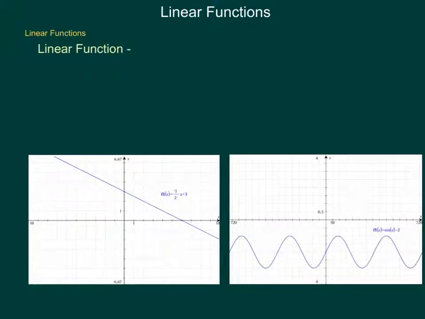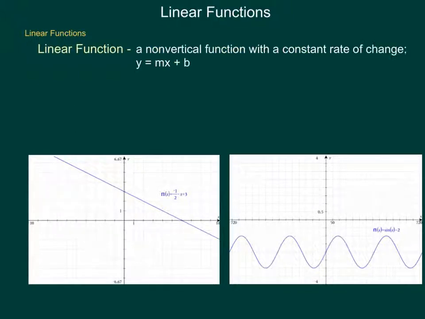In this lesson, we're going to be taking a look at linear functions. So we'll start out with a definition and tell exactly what they are. A linear function, quite simply, is a non-vertical function with a constant rate of change. Typically, we write this in the form of y equals mx plus b.